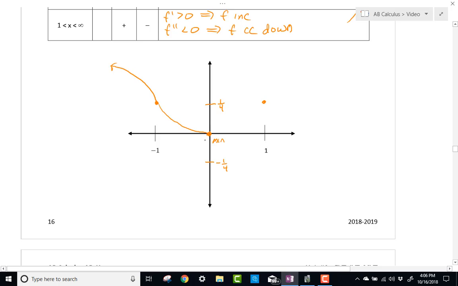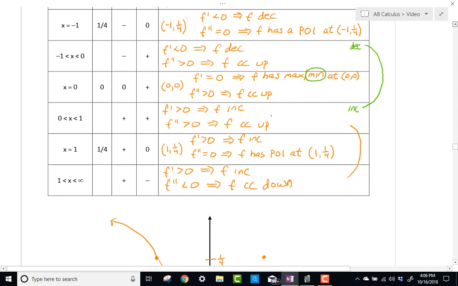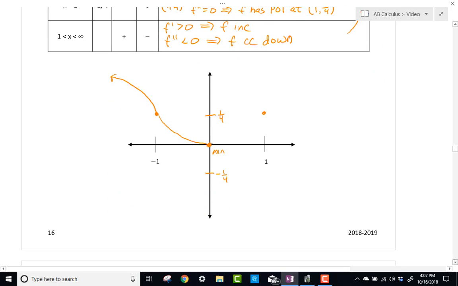And then right in the middle of that chart up above, it says we have a min there, and we change from decreasing to increasing. So right here, we've got our minimum, which we've already marked. And now we're here where it says f of x is increasing and concave up until we get to the point 1, 1/4. So now I'm increasing, concave up. Then I have a point of inflection where I'm changing concavity. And then the very last line in the chart says f is still increasing, but now it's concave down. There's a possible graph for f.